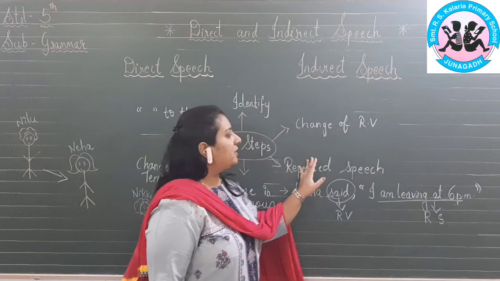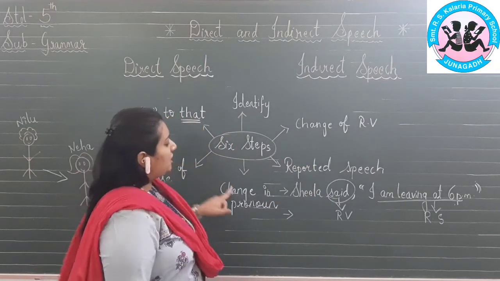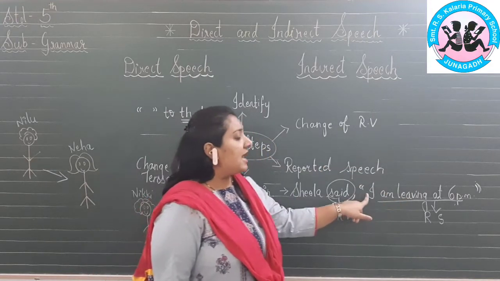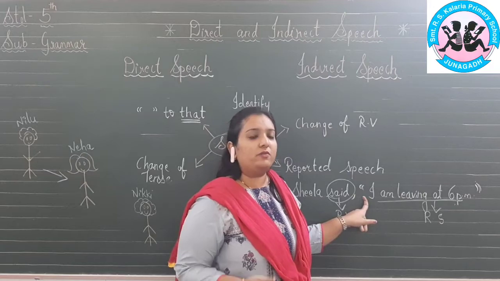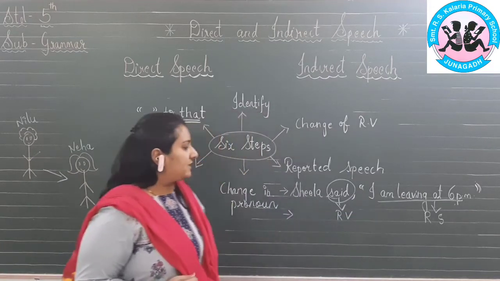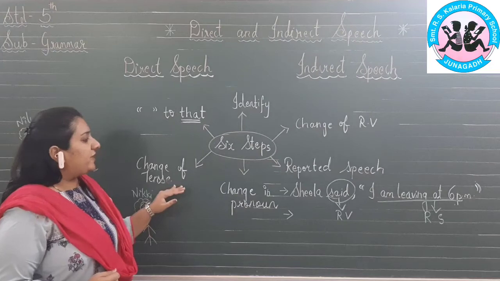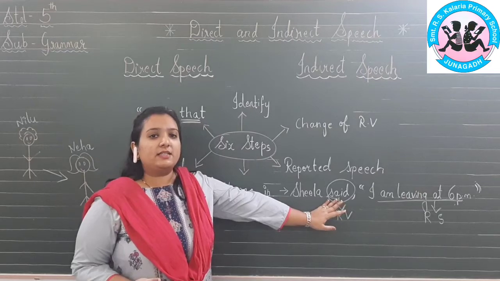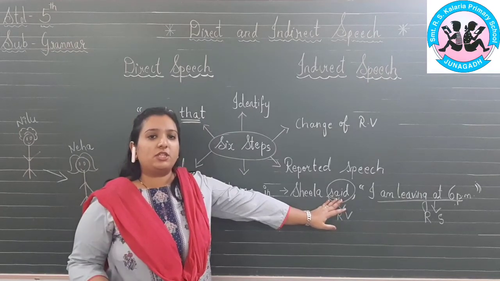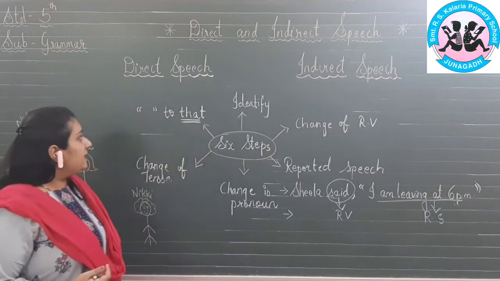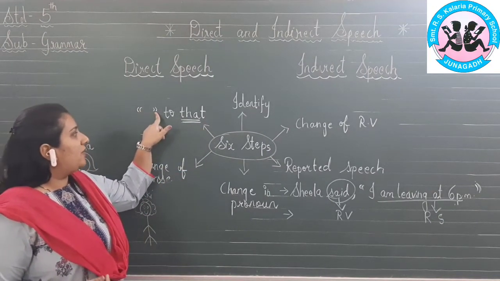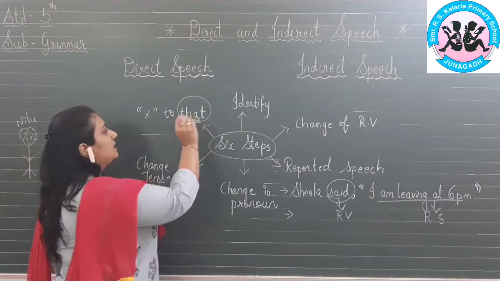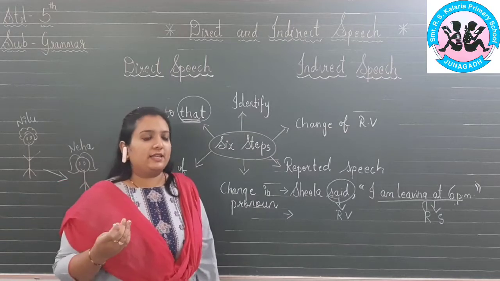Now, after change of reporting verb and reported speech, we change the pronoun. You will find the pronoun in this sentence, that is I. We also have to change the pronoun when we change from direct to indirect speech. Next is change of tense. We have to identify what type of tense it is in the sentence. If it is a simple present, then we have to change it to simple past. Next, we have to remove the inverted commas and add the conjunction "that" to indirect speech.